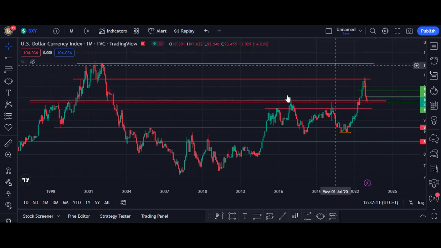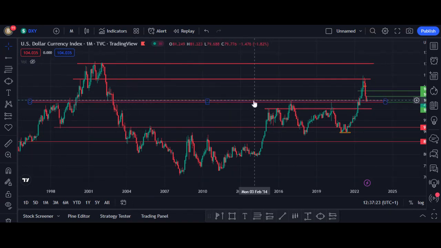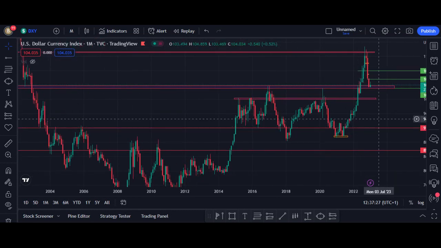So price dropped down to this dynamic supply demand zone right here. As you can see, you can trace it down from 1999, even as far back as 1998. See, guys, this is the beauty of top-down analysis. You just get to have a bird's eye view of the entire market.